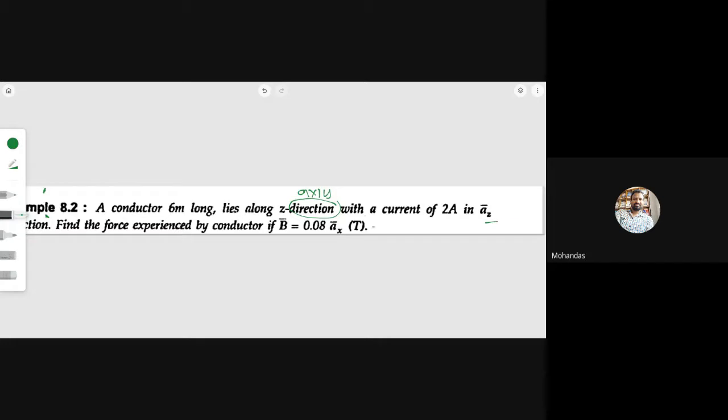Now, what is the force equation for this problem? F equal to... please, anyone can respond. F equal to BIL sin theta.